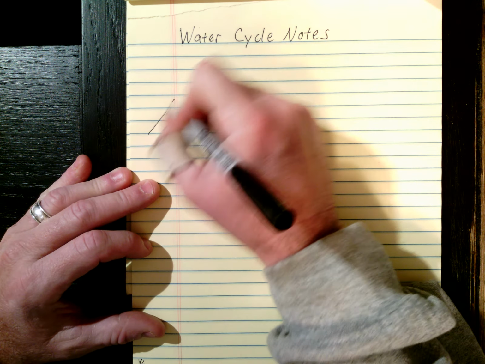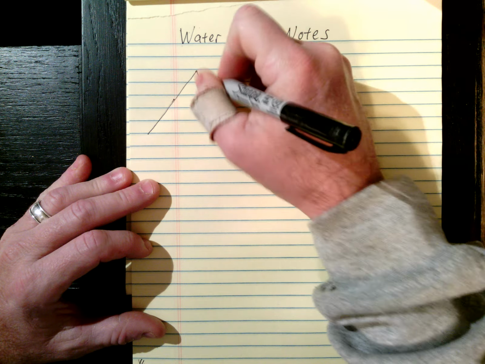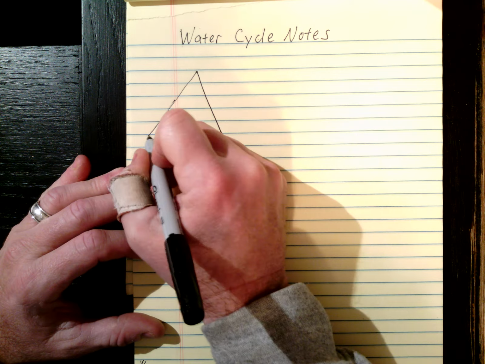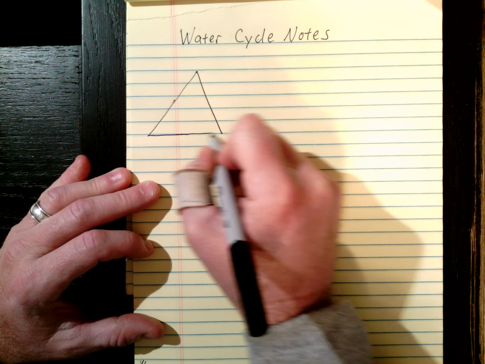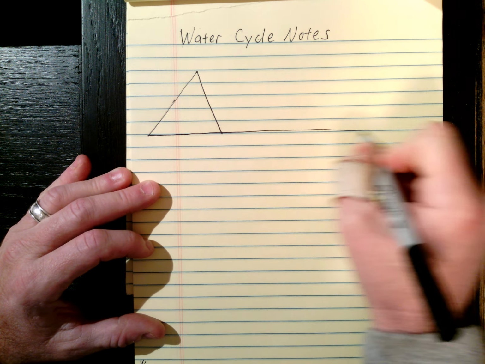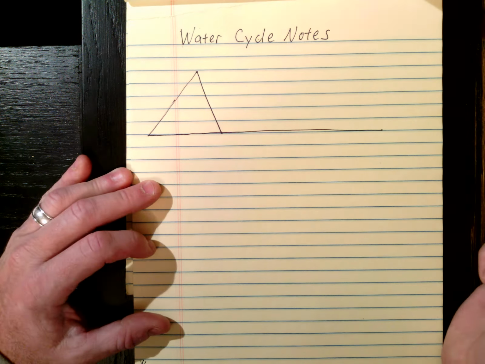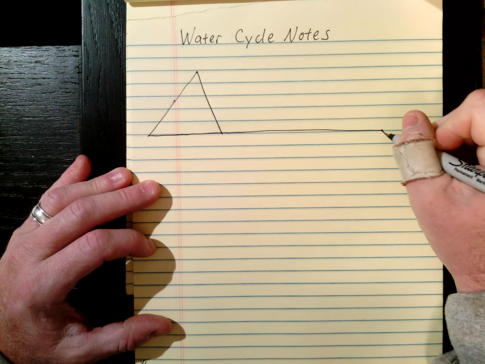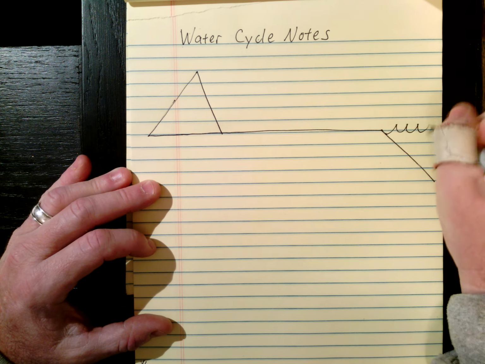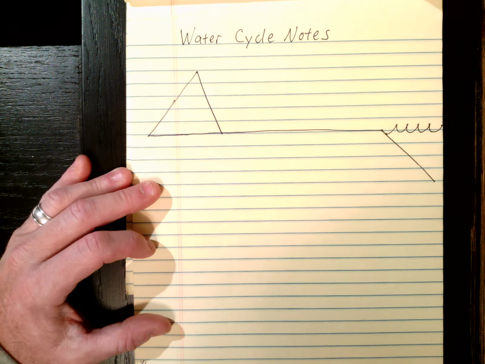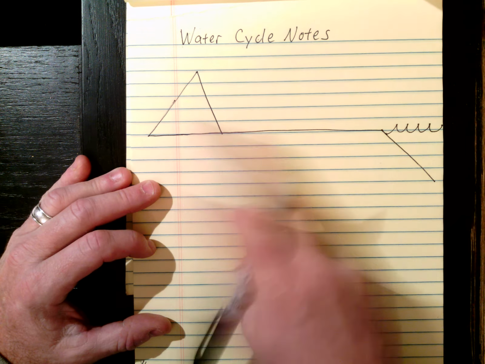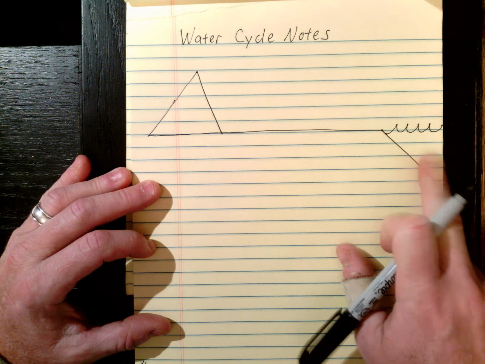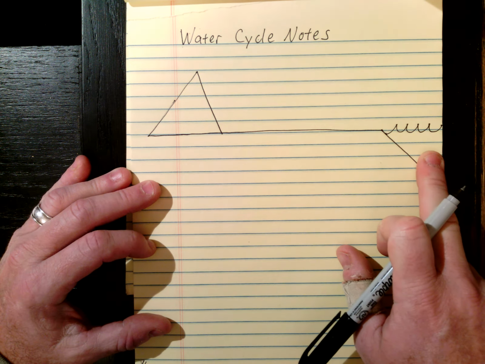a mountain. Just draw yourself a triangle. And that for us is going to represent a mountain. There's my ground. Over here, I want to represent the ocean. So I've got a mountain, got some regular old land, and over here I've got my ocean.